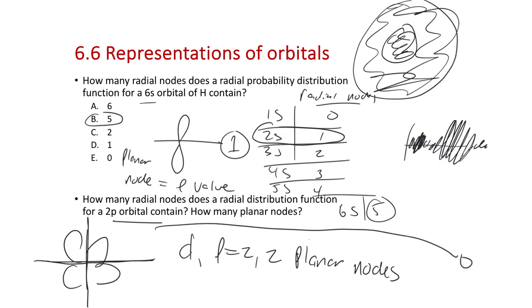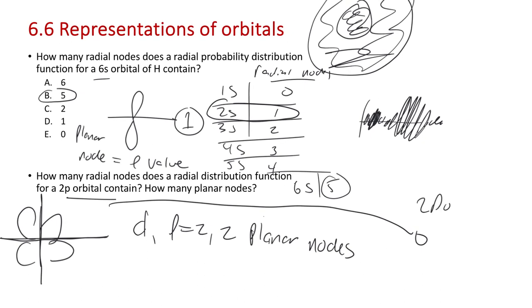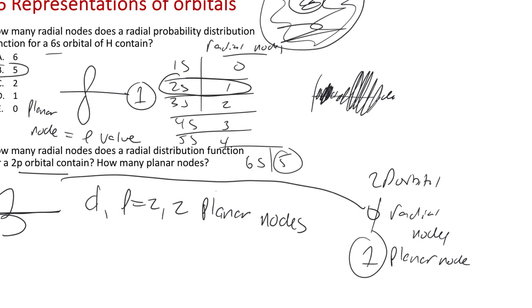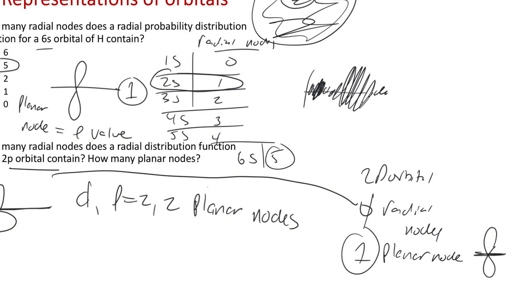So the 2p orbital would have 0 radial nodes, but then 1 planar node. And that 1 planar node is what makes it the p orbital. That's that node through the center that makes it have that lobe appearance. So that planar node is the one through the center of the atom.